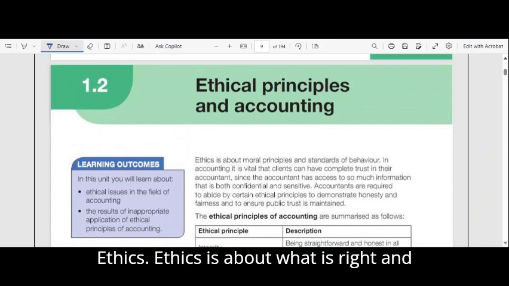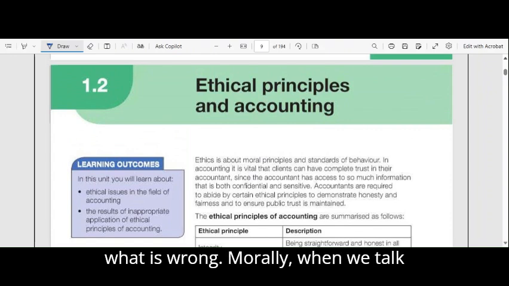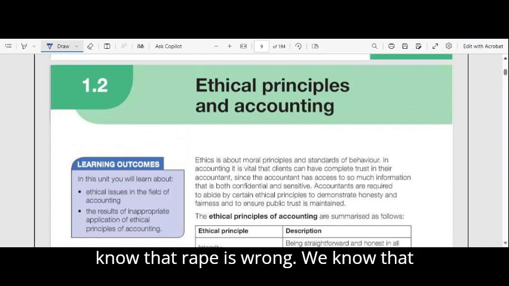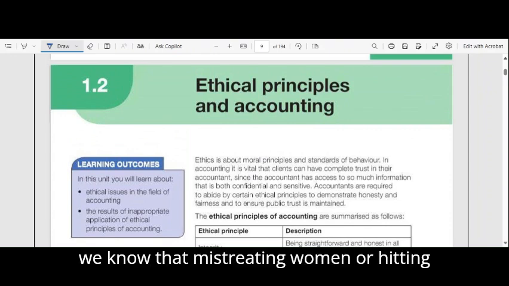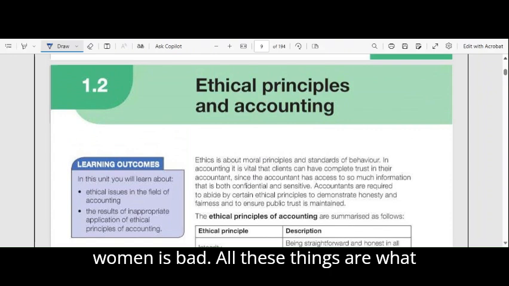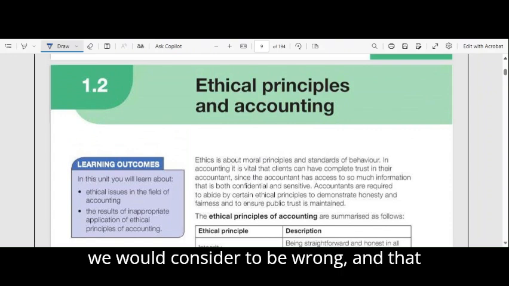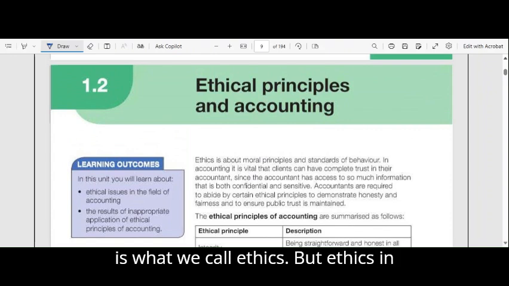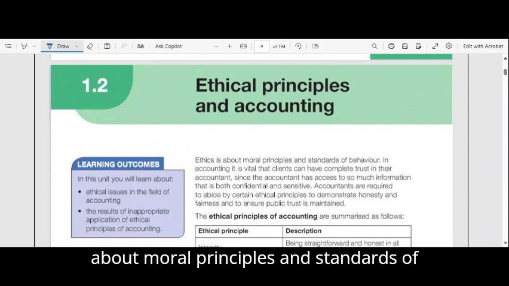Ethics is about what is right and what is wrong morally. When we talk about what is right and what is wrong, we know that rape is wrong. We know that mistreating women or hitting women is bad. All these things are what we would consider to be wrong, and that is what we call ethics. But ethics in accounting is a bit different. Ethics is about moral principles and standards of behavior.